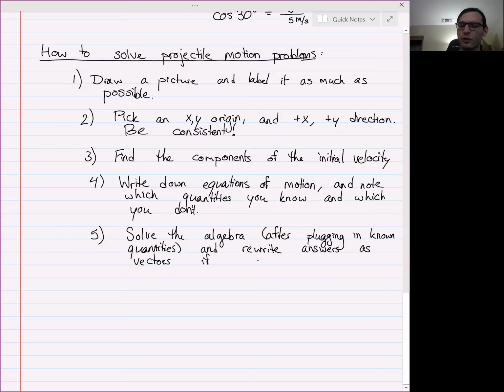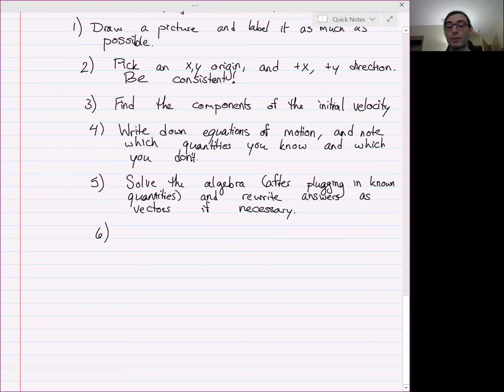This might be necessary, for example, if the question says, what is the initial velocity vector of such and such a thing? Then your answer would need to be number i hat plus number j hat, right? But that's kind of an afterthought, because once you have the components, it's easy to write it in terms of a vector. Last step, most important. Check to make sure your answer makes sense.